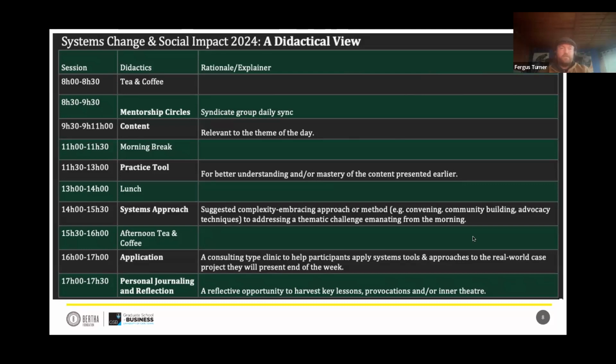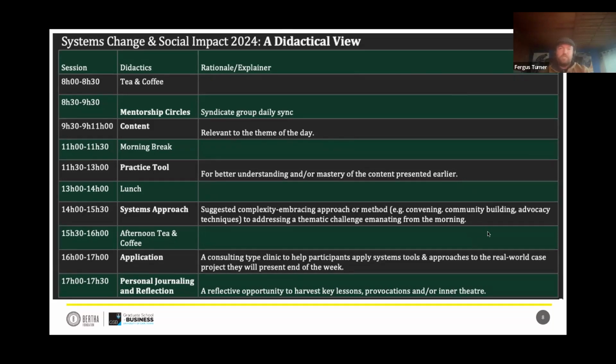What we generally do is we'll break around that time, and when we come back, we'll dig into a particular practice tool that we've highlighted in the content from the first content session. And so this is for a better understanding and mastery of the content presented earlier. So we really want to make sure that whatever we share in the earlier session is framed with a practice tool that starts to open our own ideas and our own capacities to maybe apply whatever we've learned for our own organizational challenges or wicked problems that we bring into the course.